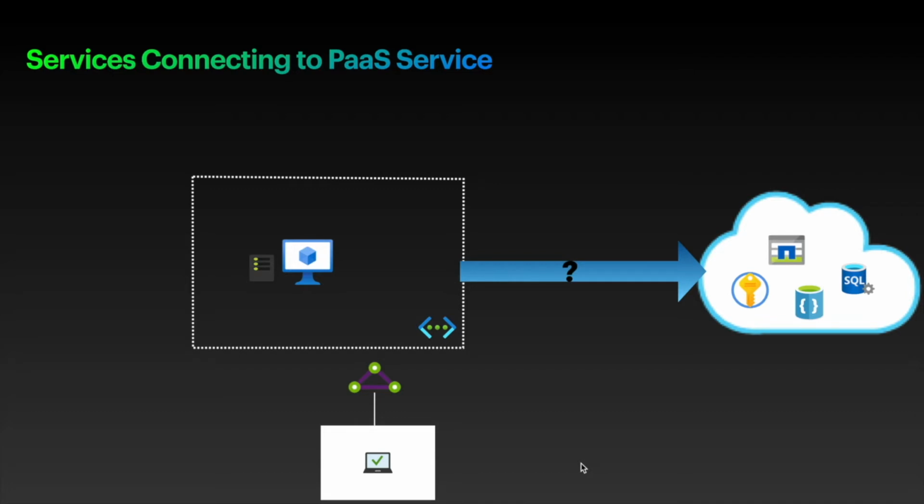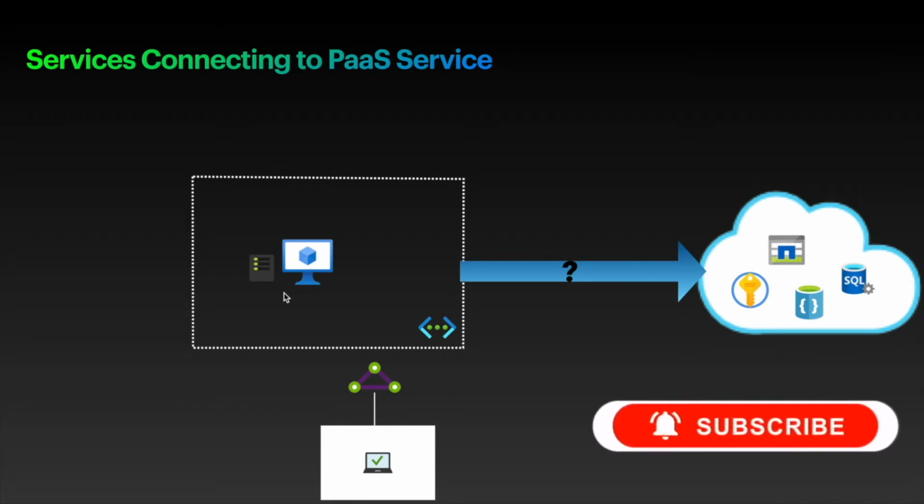First of all, let's understand what the need is and where these services fit into the picture. I have a virtual network, and in that virtual network I have hosted a couple of services on the private network, right? And I have an on-premise network, which is connected to the Azure virtual network through ExpressRoute private peering, right?